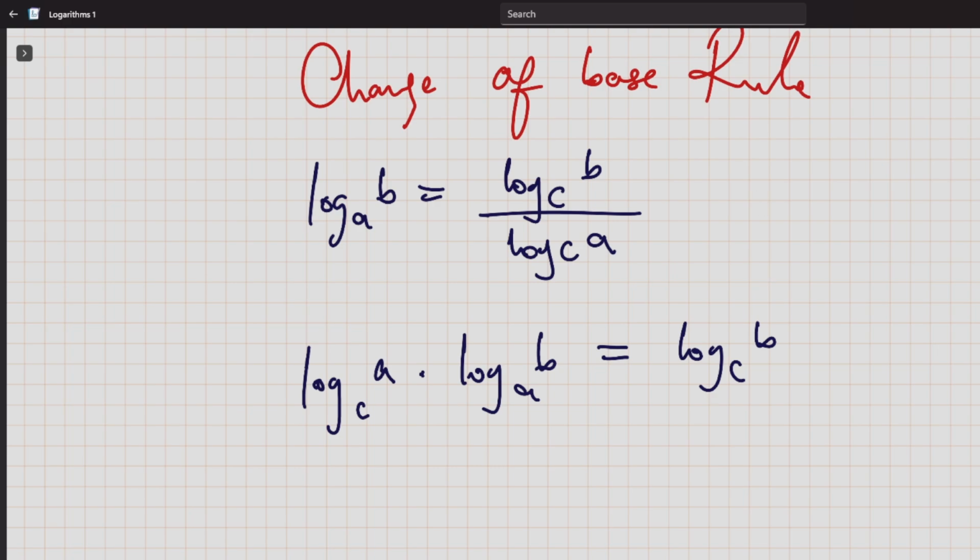Logarithms are the inverse of exponentiation. They help us solve equations involving exponents and simplifying complex calculations. There are important rules, product rule, quotient rule, power rule, and so on that make working with logarithms much easier. Remember, practice is the key to mastering logarithms and math in general. Keep working on problems and you'll get the hang of it in no time.